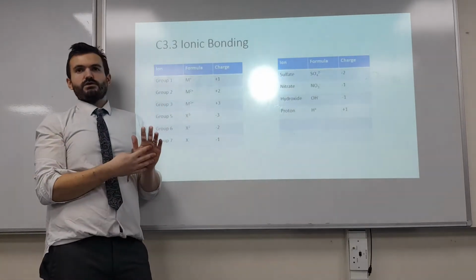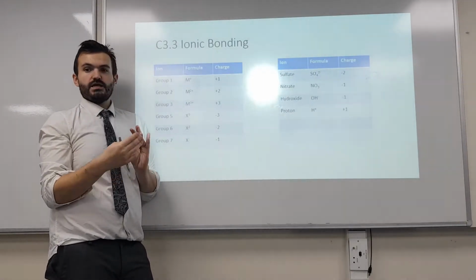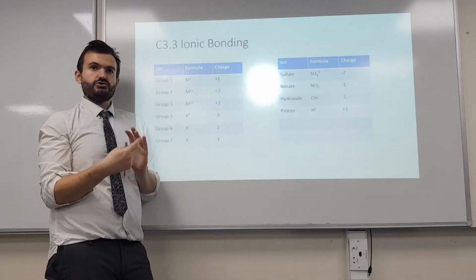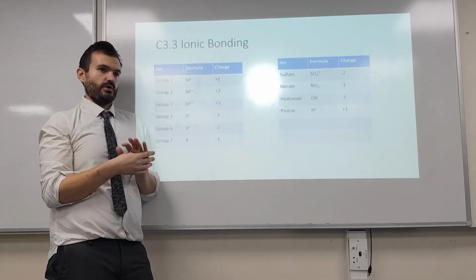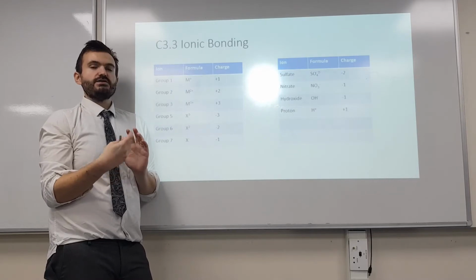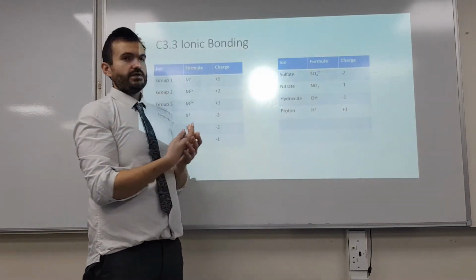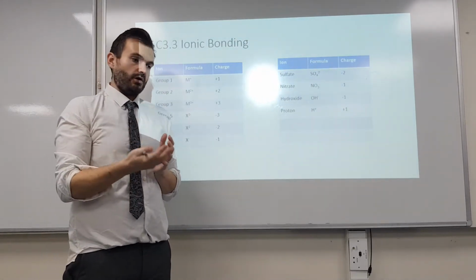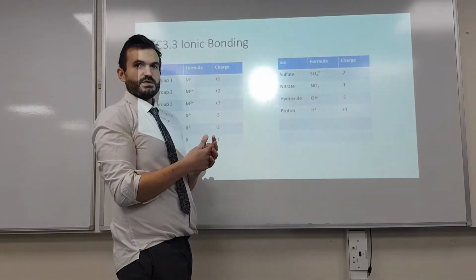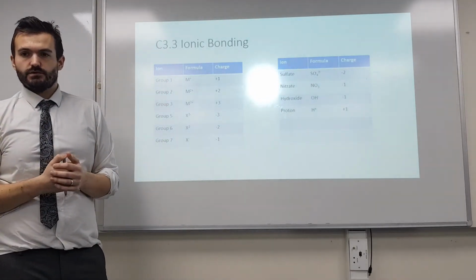So we've got a sulfate ion, which is SO4 2-, and a nitrate ion, which is NO3-, a hydroxide ion, which is OH-, and a proton, which is just a hydrogen ion, H+. I wrote proton because you can actually get an H-. We call it a hydride, but it's out of our specification. So that's why I called it a proton and not a hydrogen ion.